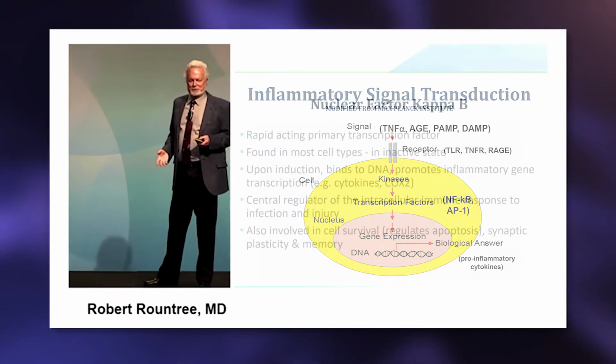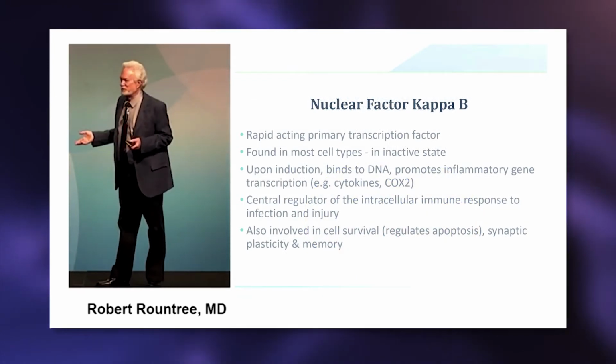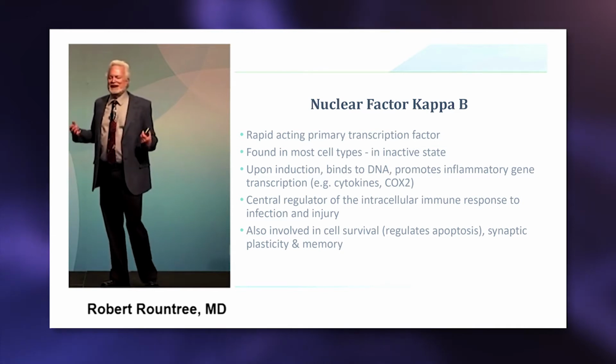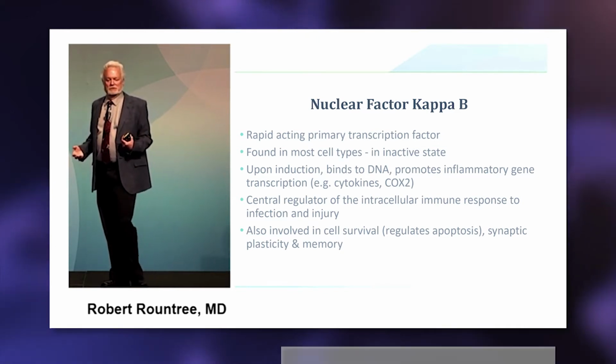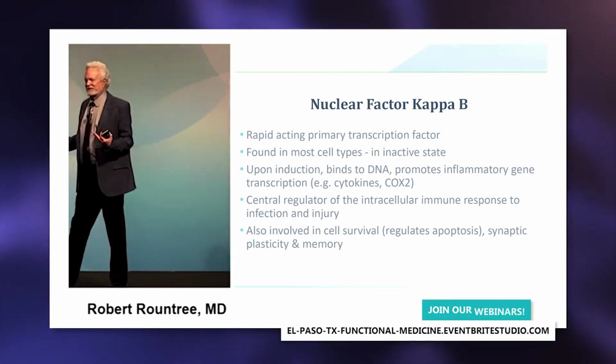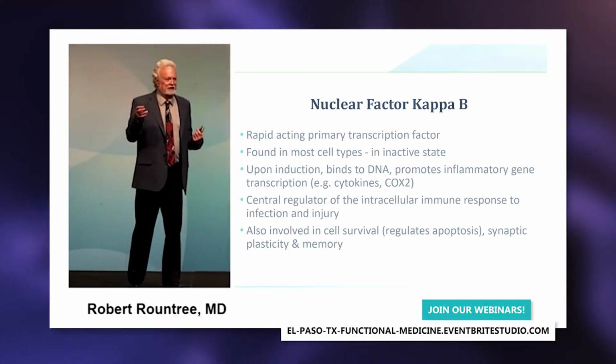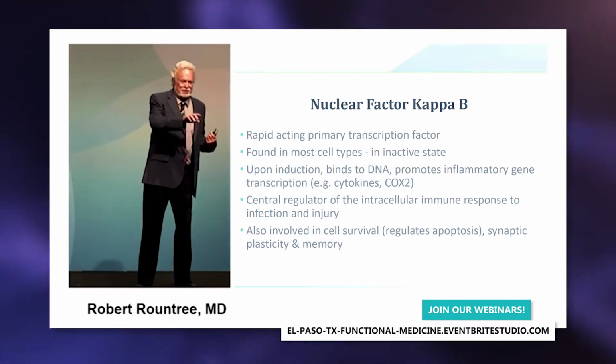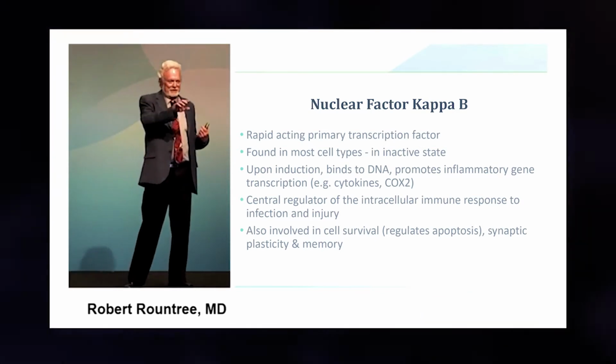So NF-kappa B, it's a transcription factor, right? It's normally inactive, but then it gets activated. It's phosphorylated, so there's an inhibitor. The handler, that's the driver, is inhibitory kappa B, right?